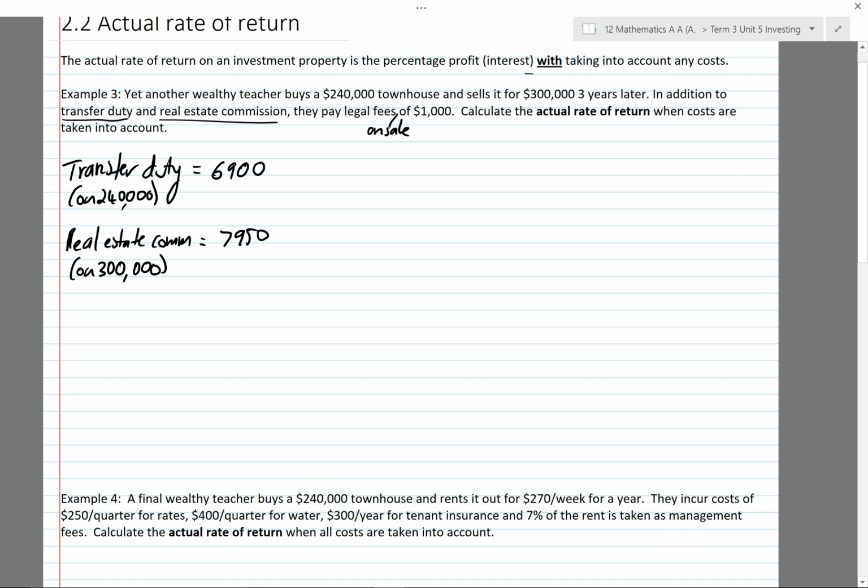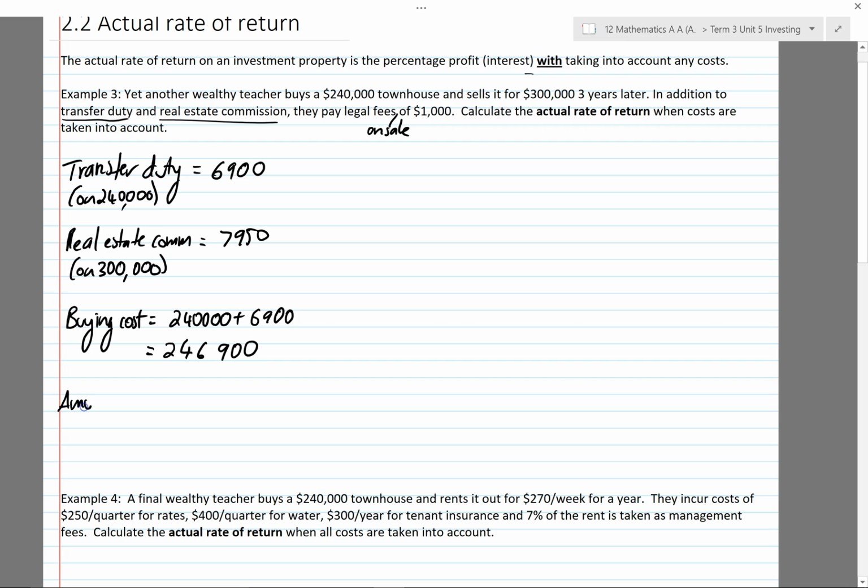So what I really need to find now is how much did I buy the property for? So the buying cost is going to be my 240,000 plus my transfer duty. So the house really cost me, I really invested 246,900.